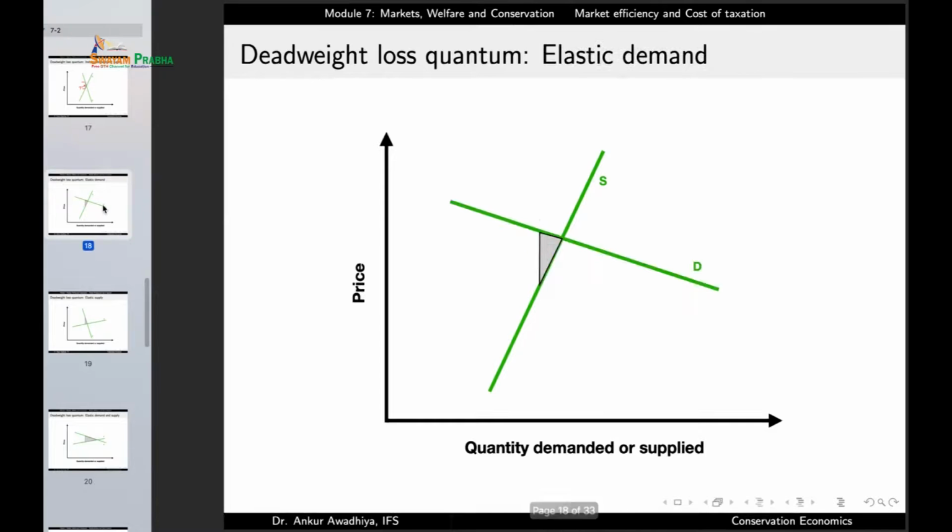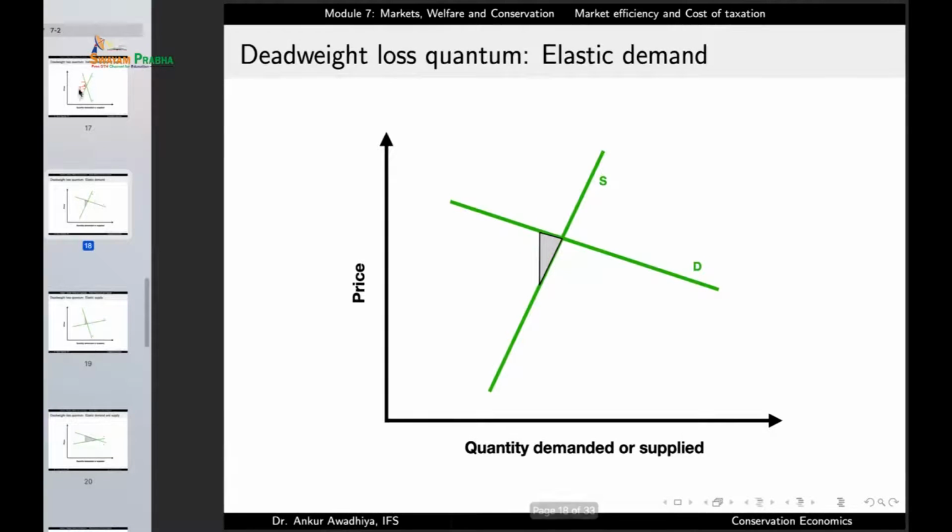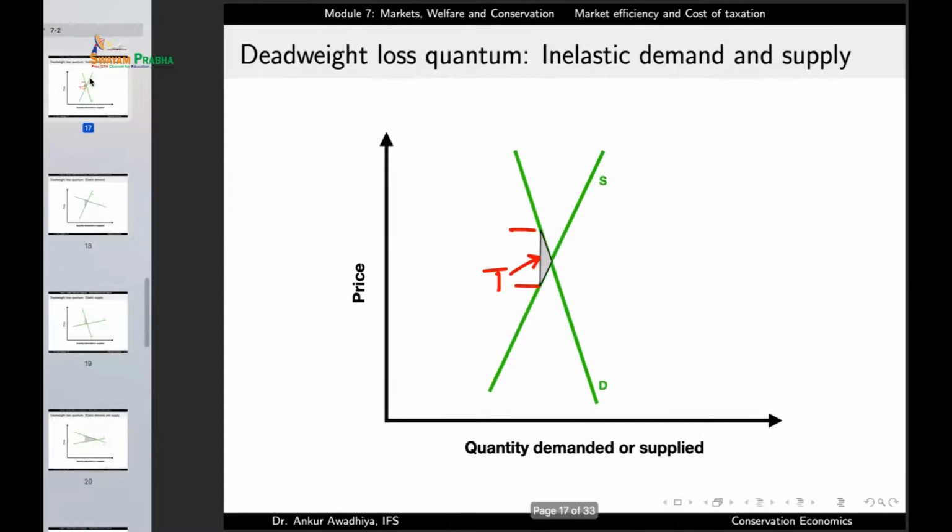Now, if we change the demand to make it an elastic demand, then the deadweight loss is now this curve. If you can see this curve and this curve, it is very easy to see that this deadweight loss, because of an elastic demand, is greater than this deadweight loss, which was there in the case of an inelastic demand and supply.